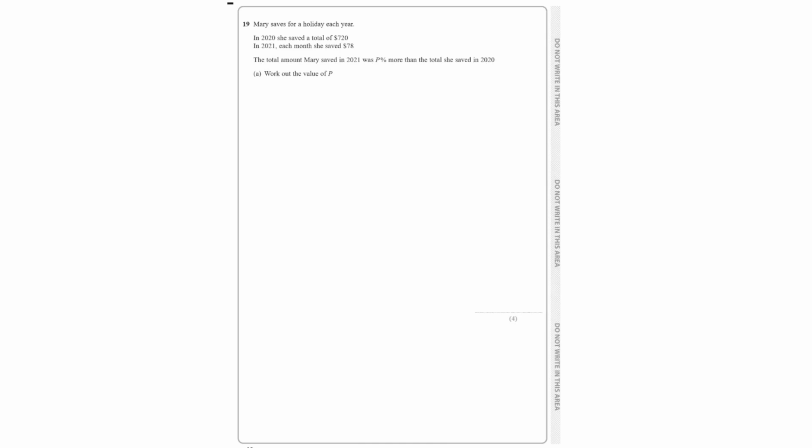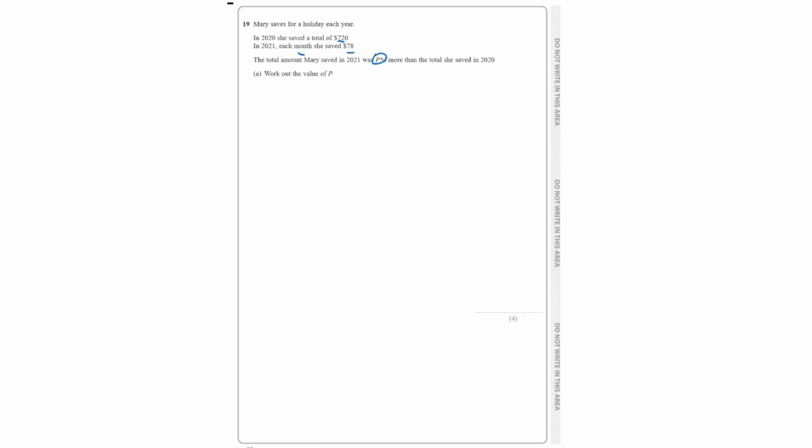Mary saves for a holiday each year. In 2020, she saved a total of $720, but in 2021, each month, she saved $78. The total amount Mary saved in 2021 was P% more than the total amount she saved in 2020. Work out the value of P.